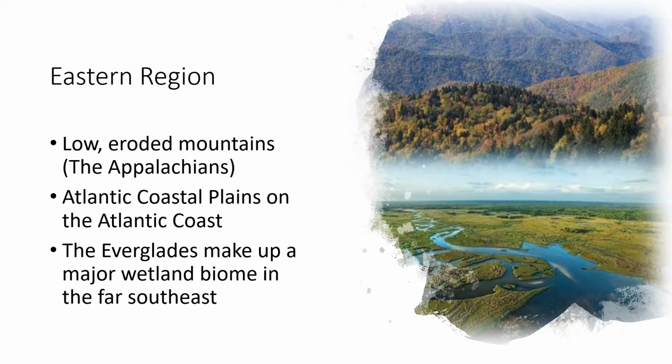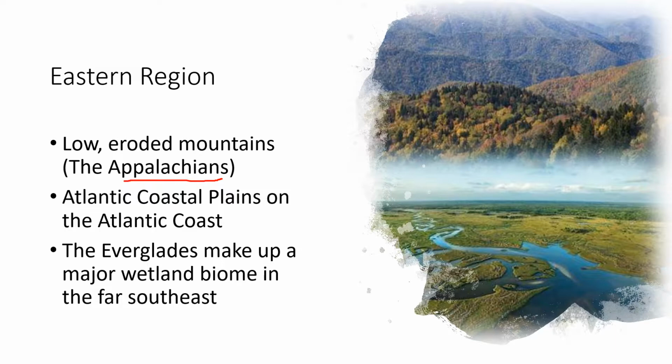The next section is called the Eastern region. We are part of the Eastern region, so it's something that you all are familiar with. Part of the Eastern region, especially near us, are low eroded mountains called the Appalachian Mountains. Those would occupy the eastern half of Kentucky, as well as states like North Carolina, South Carolina, West Virginia, even down to Georgia and Alabama.